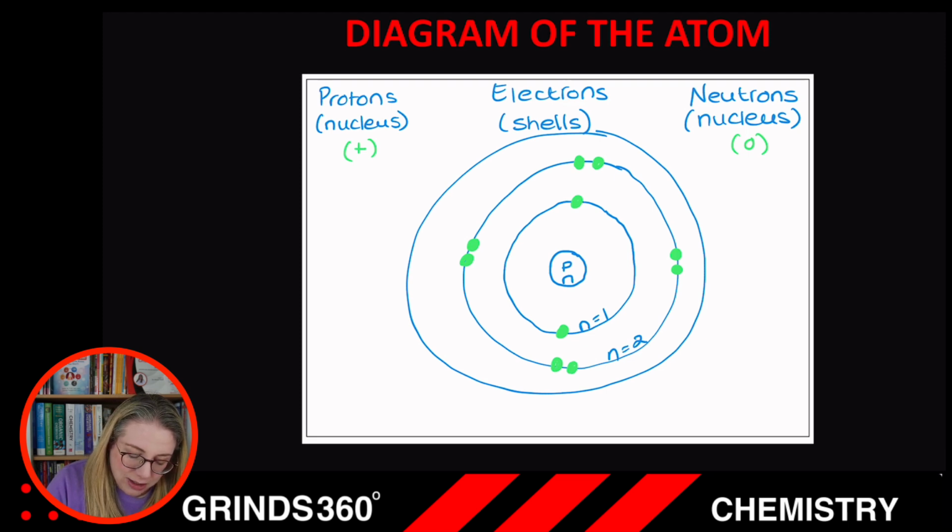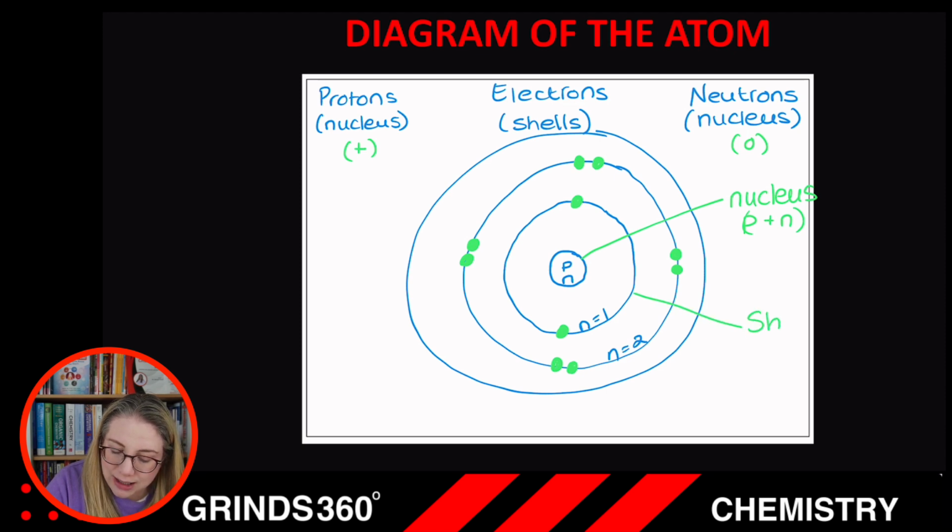Now, that is basically what a diagram of an atom looks like. In the very center, you have your nucleus. Inside the nucleus, you have protons and neutrons. And then you have shells that go around the nucleus, and this is where you find the electrons.